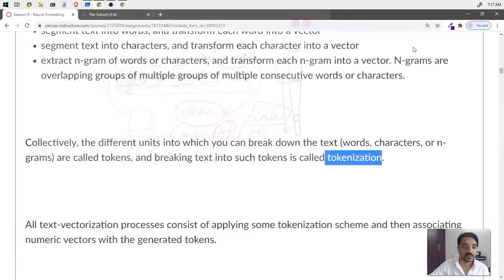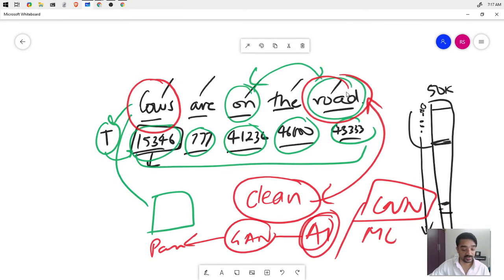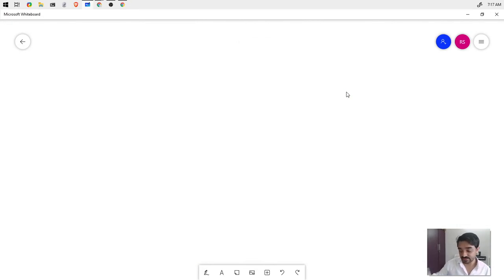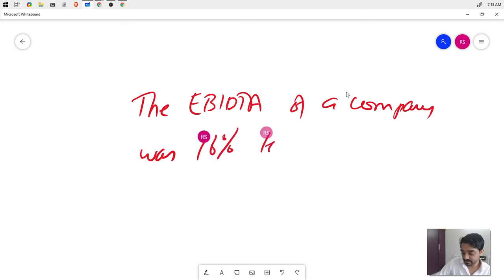to some other word. Now, we have to start with tokenization first, and even in tokenization there are many problems, and we should not look at tokenization as very simple stuff as I explained, because it can literally be very difficult. Imagine this line, okay, and we had 50,000 words, but imagine this line. The EBITDA of a company was, let's say, 16% less than last year.